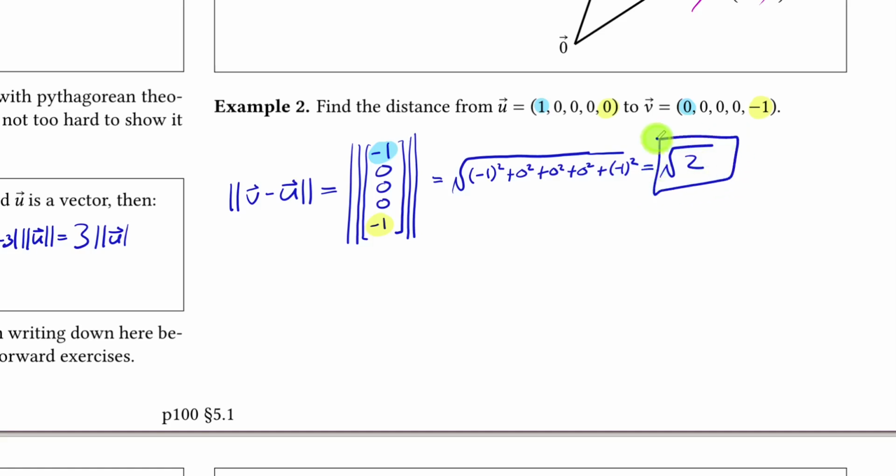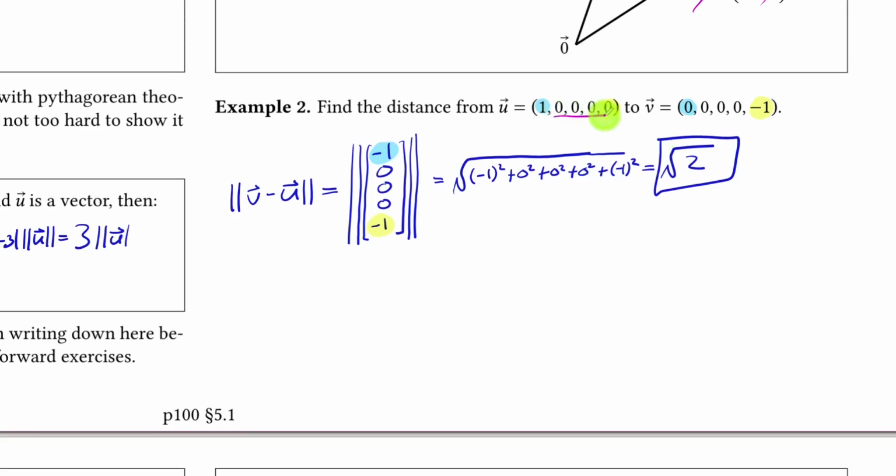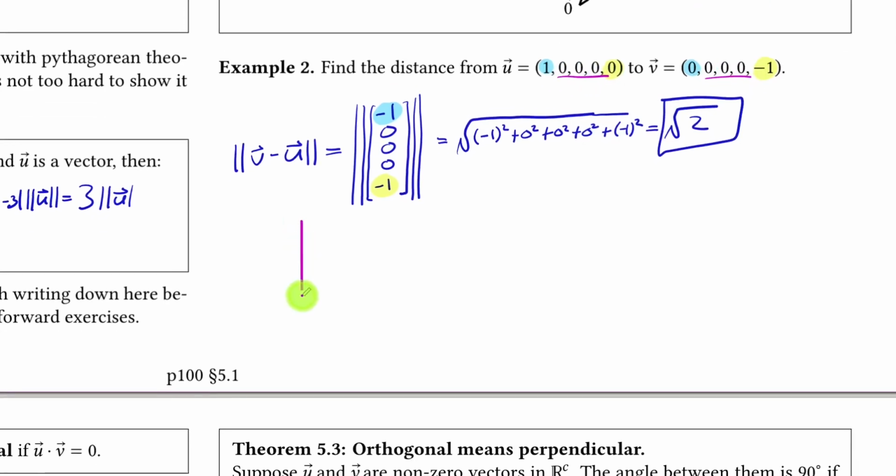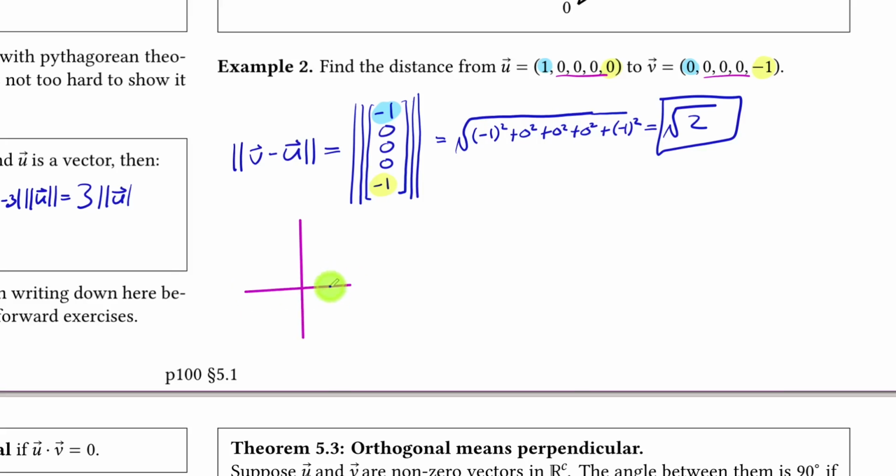So length in R5 works basically the same way as length in R2. If you just ignore these 3 dimensions in the middle, this is the same thing as in R2, the distance from u equals 1, 0 to v is 0, negative 1. That distance is still the square root of 2.